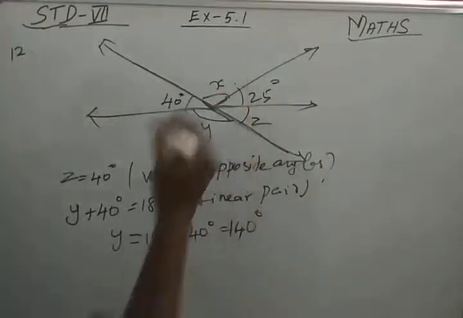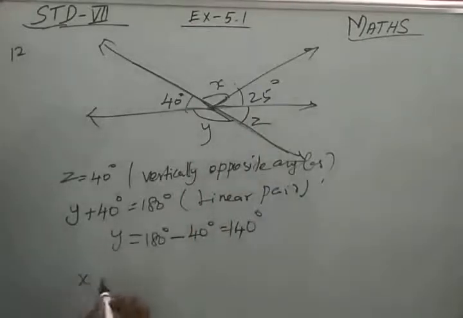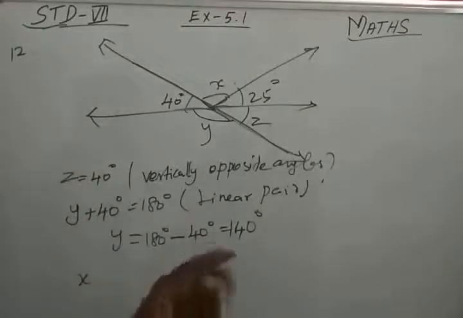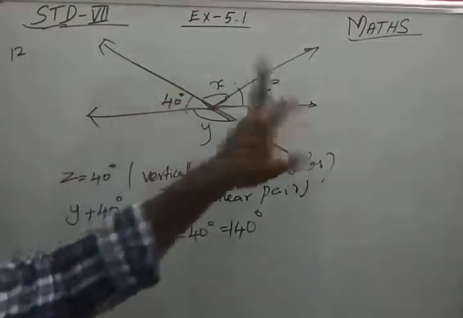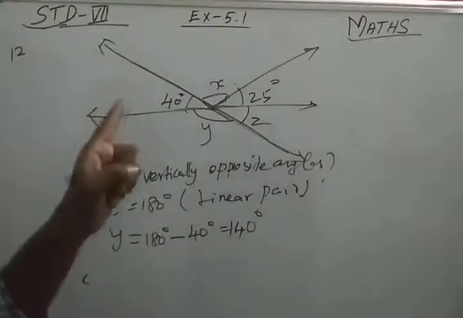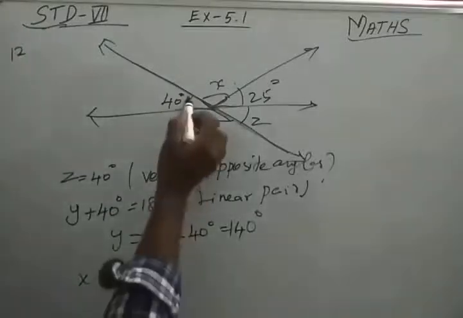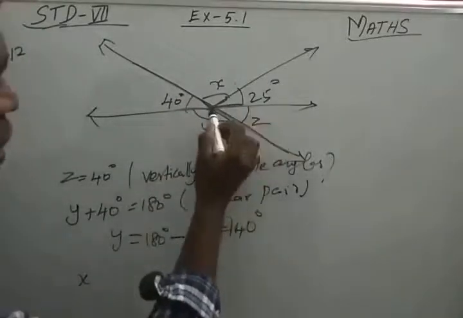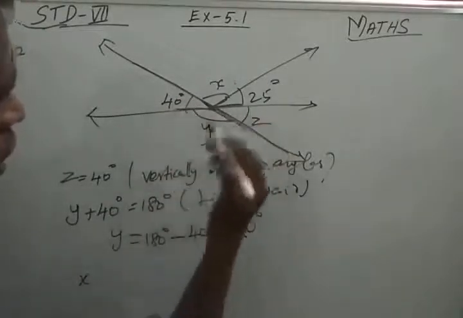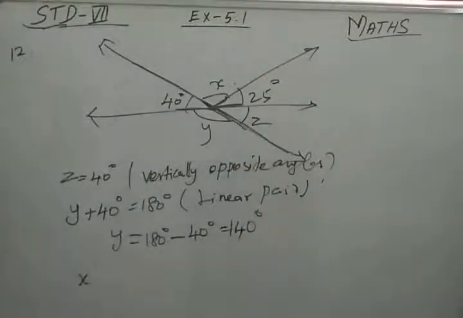What is the value of x? To find out the value of x, we have two options. The first option is when you add these three angles, you can get 180 degrees. And one more thing, we can take these two angles, this and x plus 25, is equal to angle y. X plus 25 is equal to angle y, a vertically opposite angle.